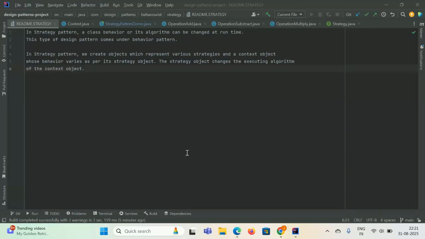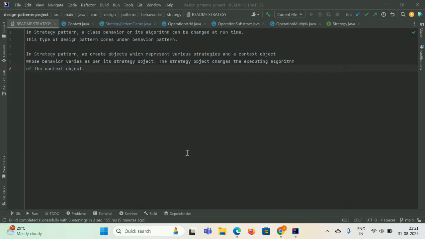Today we are going to discuss the strategy pattern. Strategy pattern comes under behavior pattern. It is one of the behavioral patterns. And what the pattern does is a class can change its behavior at the runtime.